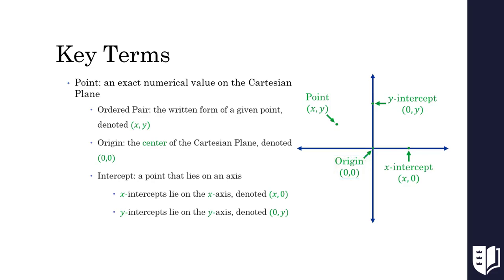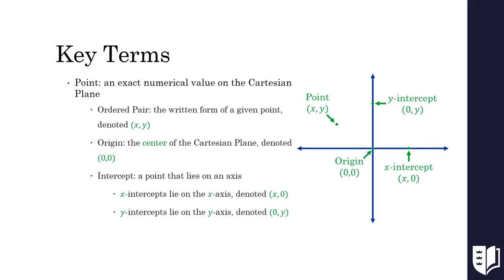Every point on our graph has an exact numerical value. This value is written as an ordered pair, where the x and y value are placed in parentheses, separated by a comma. The origin has a value of (0, 0) on the Cartesian plane because it is 0 units left or right on the x-axis and 0 units up or down on the y-axis.